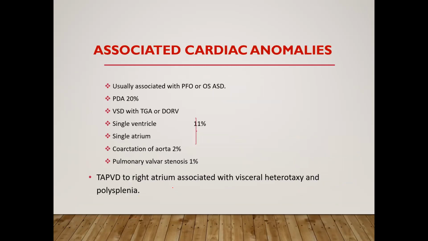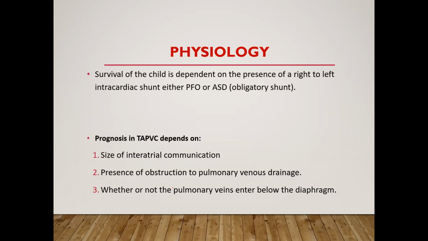Associated cardiac anomalies are usually PFO or OSASD, which are better for admixture, and PDA in 20%, VSD with TOF or DORV, single ventricle, single atrium, coarctation of the aorta, and pulmonary valvular stenosis. PVD to the right atrium is usually associated with visceral heterotaxy and polysplenia.